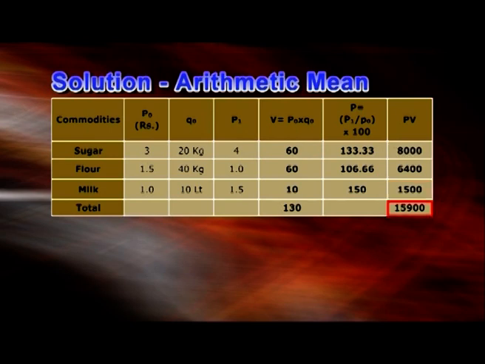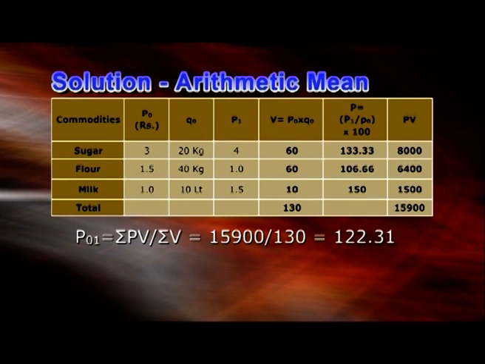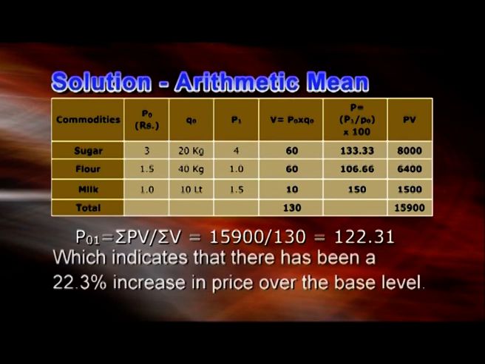Let us now calculate the price index, which is equal to summation of price relative into value weights divided by summation of value, equal to 15,900 divided by 130, equal to 122.31, which indicates that there has been a 22.3% increase in price over the base level.